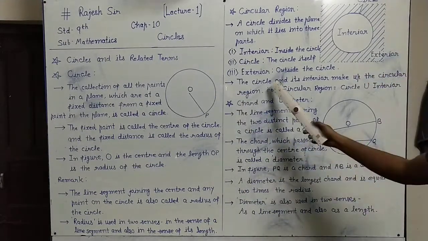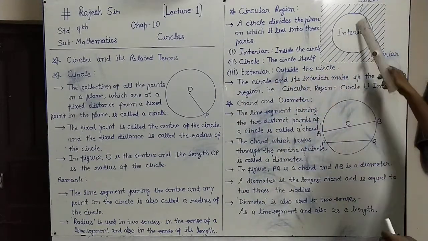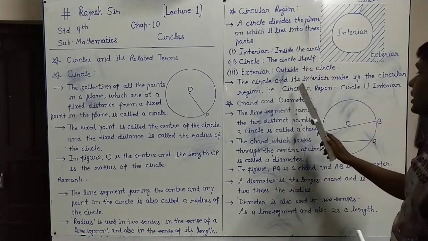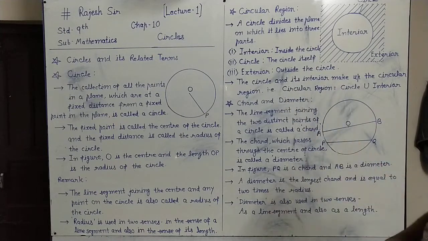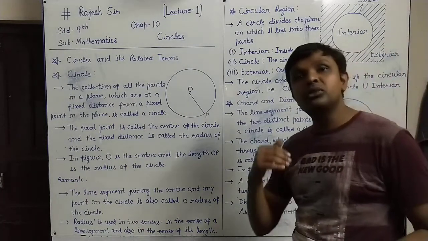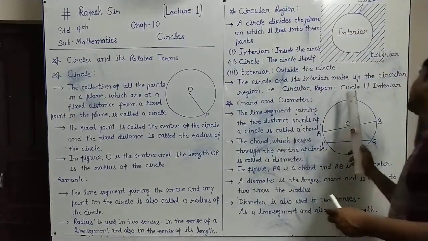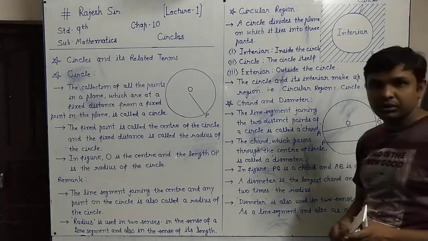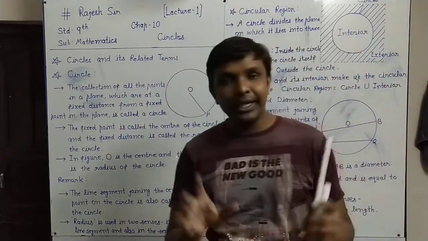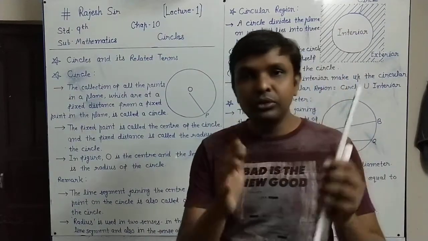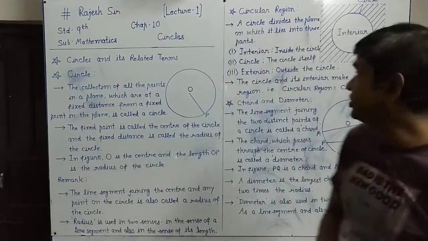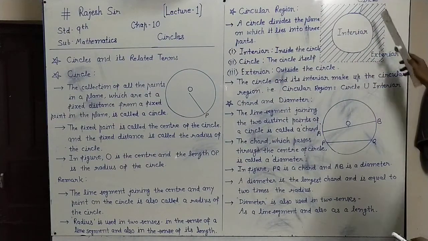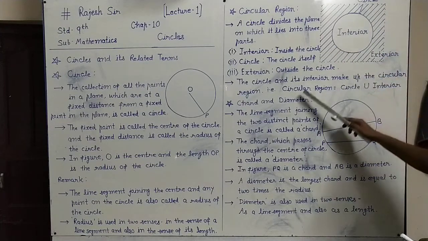Next, the circle, this boundary, and its interior inside make up the circular region. This is the heading, the circular region. If you are talking about a circular region, what you have to understand is the circle union with its interior; its interior part also we have to include. So the circle, the boundary, and inside it also we consider, then both make up the circular region. Like this space where interior is written, with the boundary of the circle, this white part is the circular region.